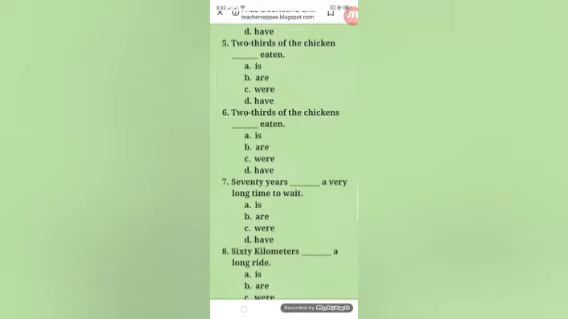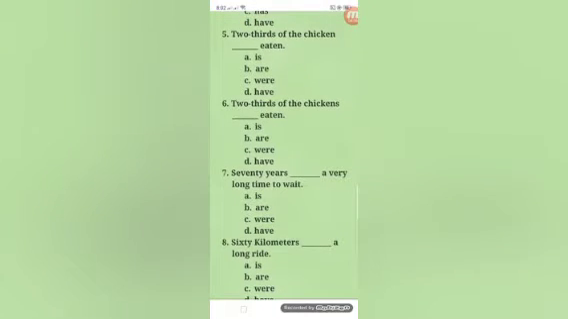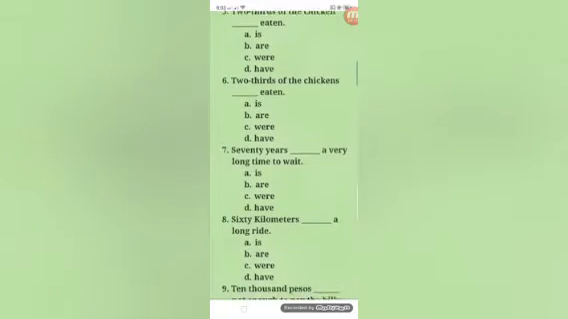Number 6, pwede din siyang were eaten. Pwede din siya, since wala siyang... I'm sorry for that. Anyway, it's letter B and C for number 6 kasi wala siyang time expression na yesterday, last night. So it can be present or it can be past form.